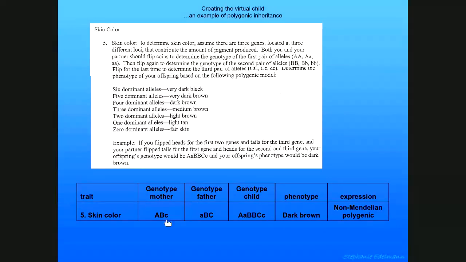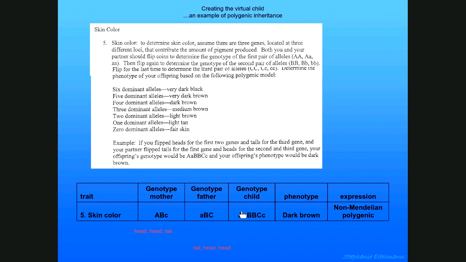So what you're going to do is each parent flips three times and keeps track. In this particular case, the mother would have flipped head and tail, whereas the father would have flipped tail, head. Once you've done that, a flip of head and tail gives you a capital A, capital B, and a lowercase c, and a flip of tail, head gives you a lowercase a, capital B, capital C.